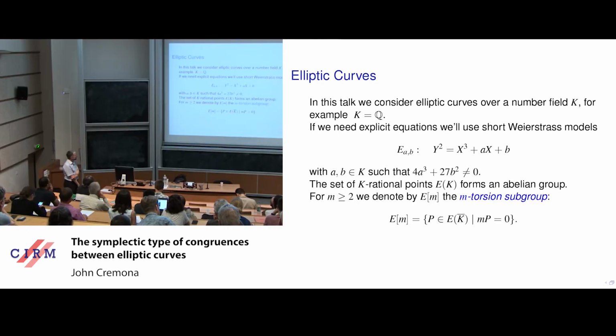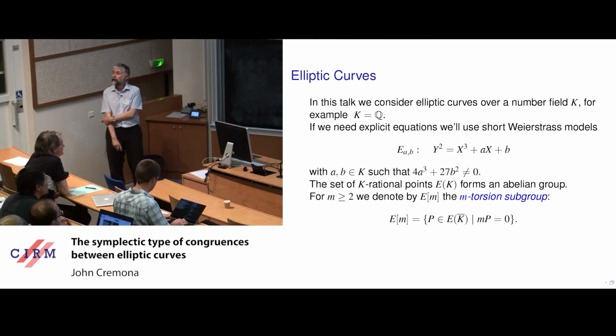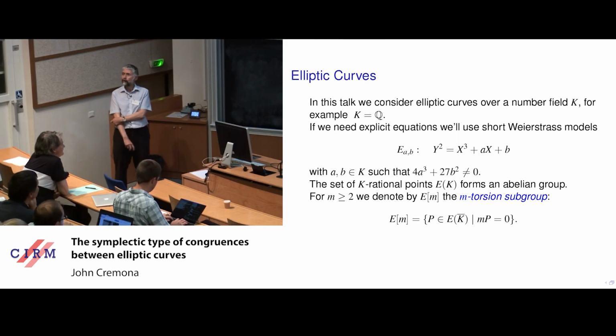If we look at all the K-rational points, they form an abelian group. And in fact, if you replace K there by any extension field L of K, then E(L) forms an abelian group. And since we're working over number fields, it's even a finitely generated abelian group. But the part of the group that we're going to be interested in is the torsion part.